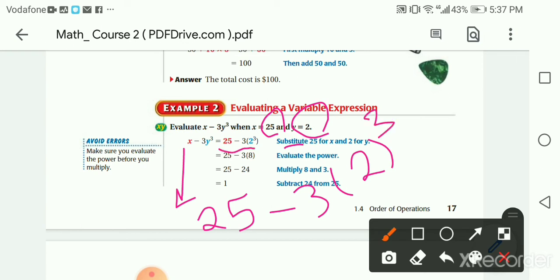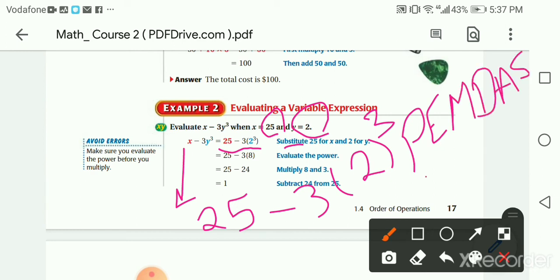After this, what should I start with? Miss, I know PEMDAS, right? PEMDAS. P means what? The brackets. Where's the brackets here? 2 to the third power is in a bracket, right? 2 to the third power gives me 8. I solved this, the first one. Do you see this? I solved the brackets, the first one.